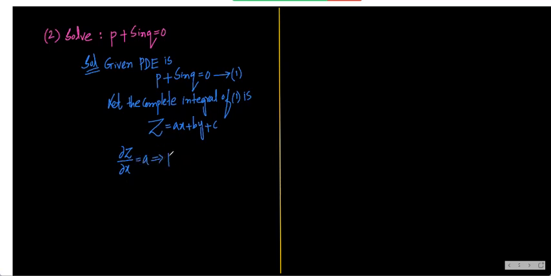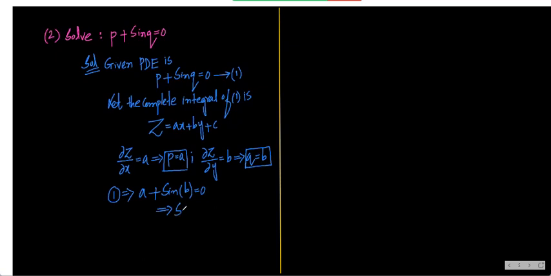Which implies p is equal to a, and ∂z/∂y is equal to b, which implies that q is equal to b. Substituting these two values p and q in equation 1, it reduces to p, which is a, plus sin of q value, which is b, equal to 0, which implies that sin b is equal to minus a.